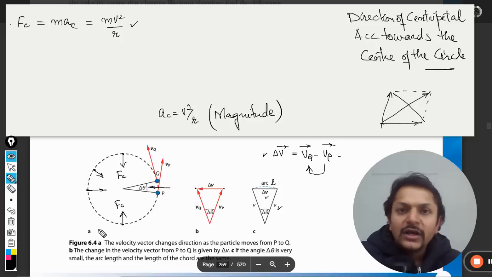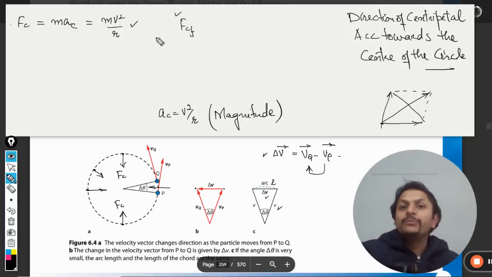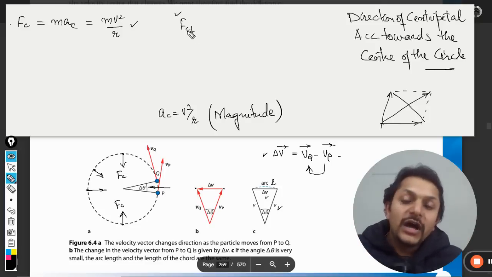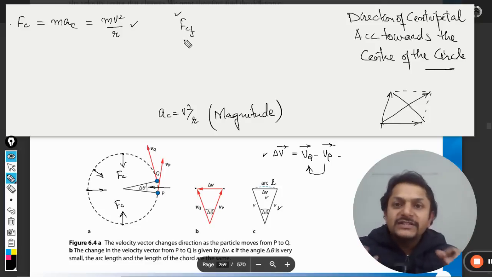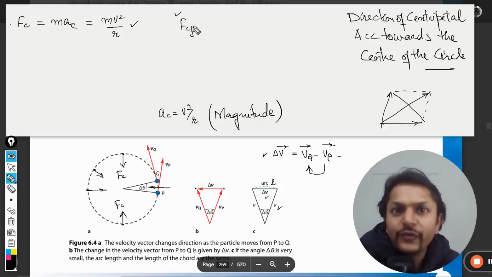Now, what about the centrifugal? I'm writing centrifugal as this. This topic is very important, very special. Try to listen to this very carefully. Centrifugal force is also a very important force. Let me explain you first, then I will tell you those things. Okay, so centrifugal force is a counter force.